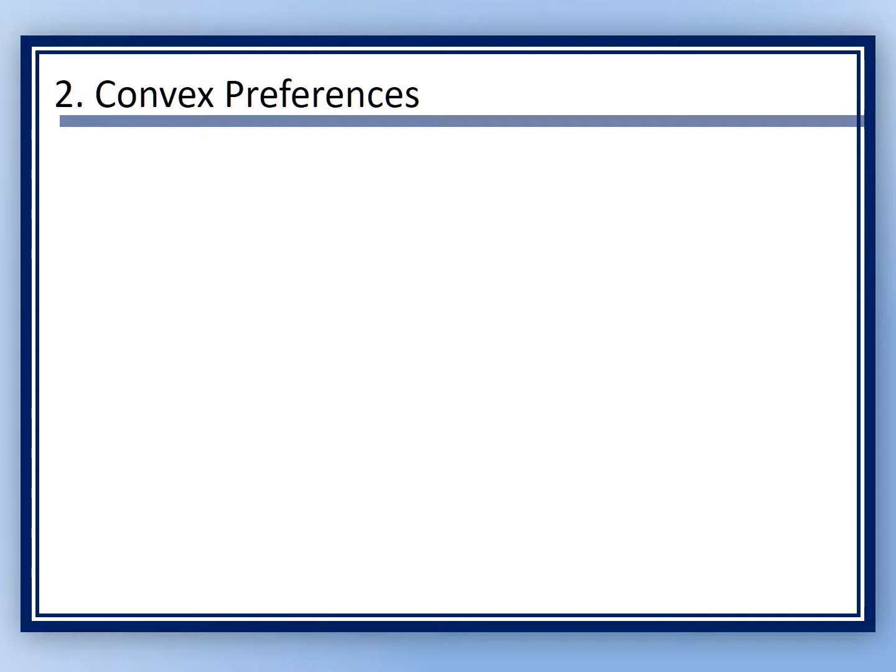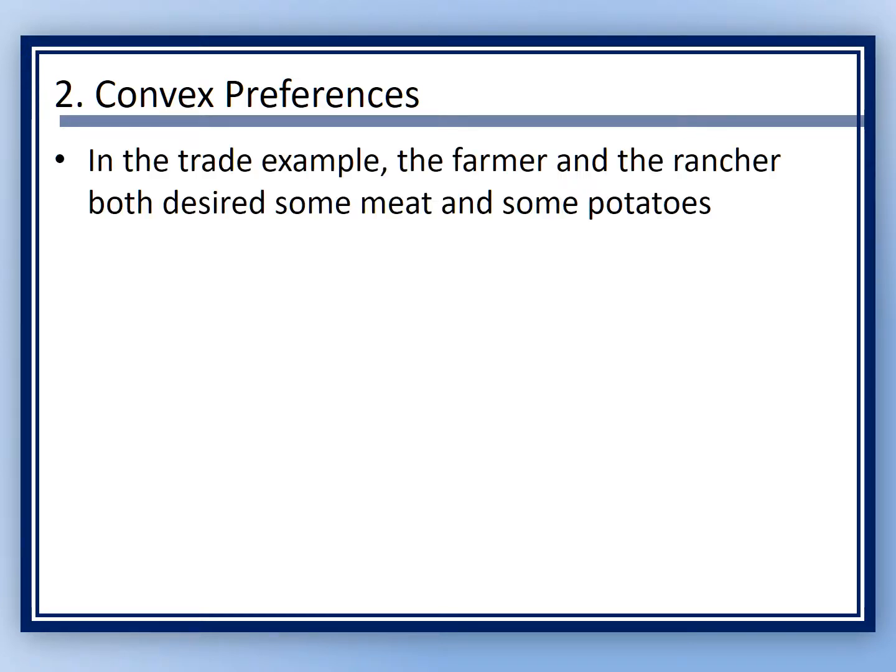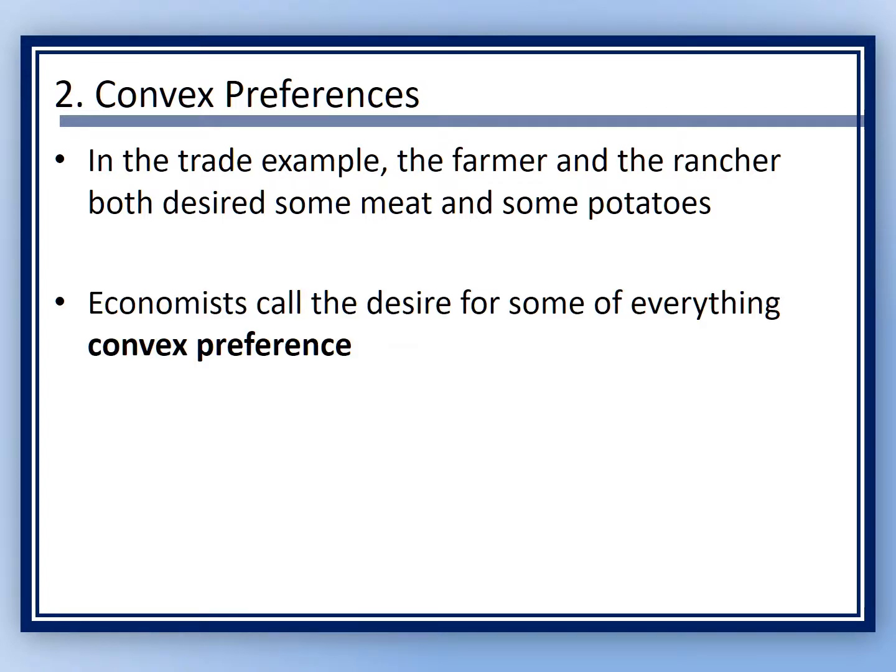A second thing that's very common in economics is the fact that we assume people like some of everything. Like last week, we assumed that the farmer and the rancher like meat and potatoes. No one likes to just eat one. We call it convex preference. It's just a name. It's convex because of the way it would appear in diagrams, but it's just a name. It's called convex preference, meaning you like some of everything.